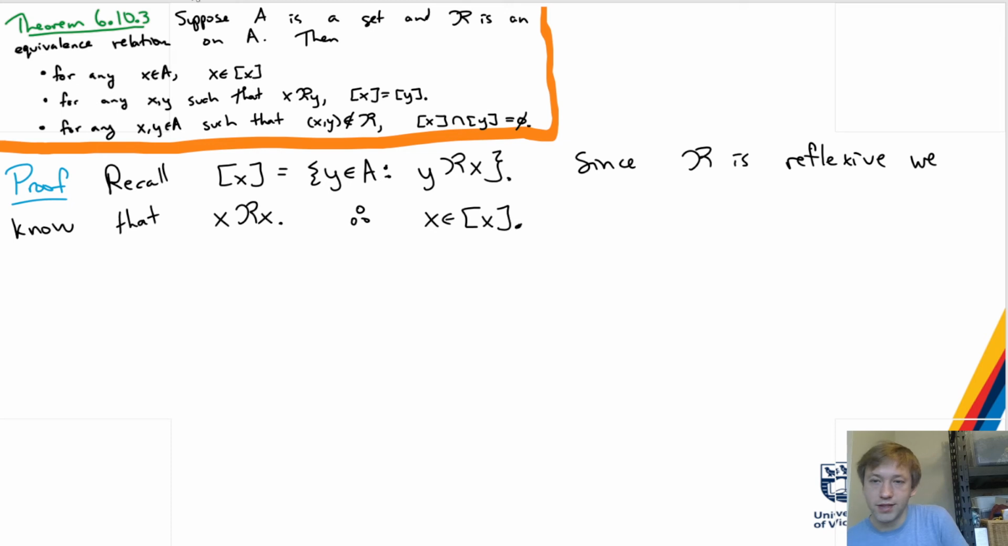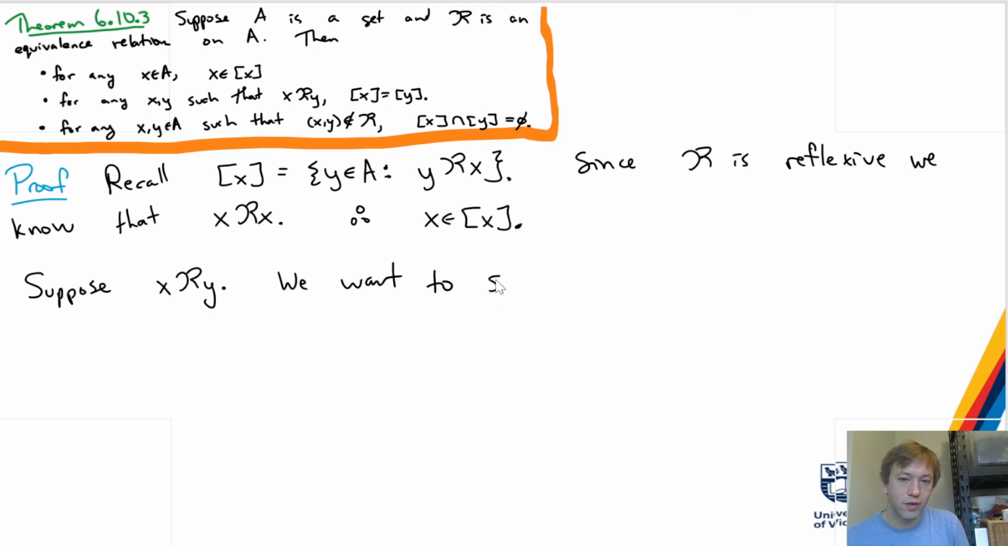So now let's prove the second bullet point. So suppose that x is related to y by R. So we want to show that the equivalence class of x is equal to the equivalence class of y. And we should remember that these two things are sets, right? So the equivalence class of x is a set, and the equivalence class of y is a set.